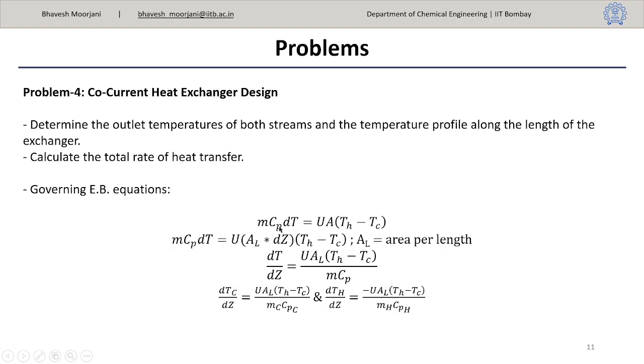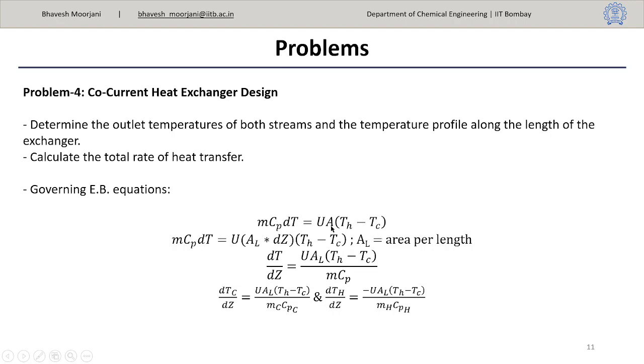That heat transfer rate, since it's m cp delta T, will be exactly the heat transfer that is happening between your hot and cold stream, right? So if this is a hot stream and its temperature is going down, that energy is transferred to the cold stream, right? And that is given by UA delta T.